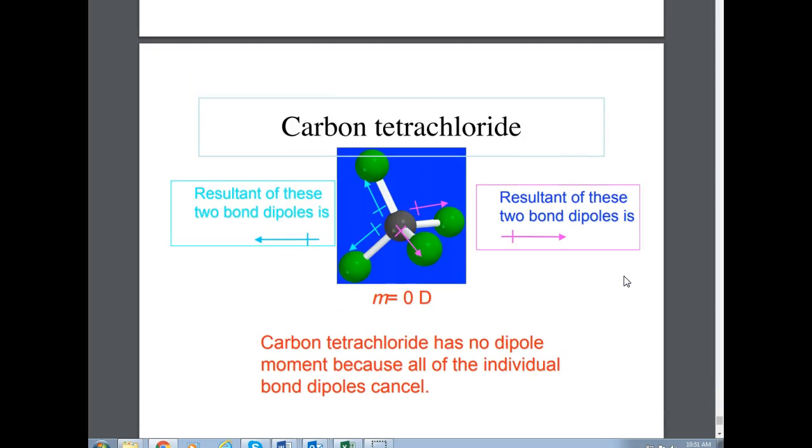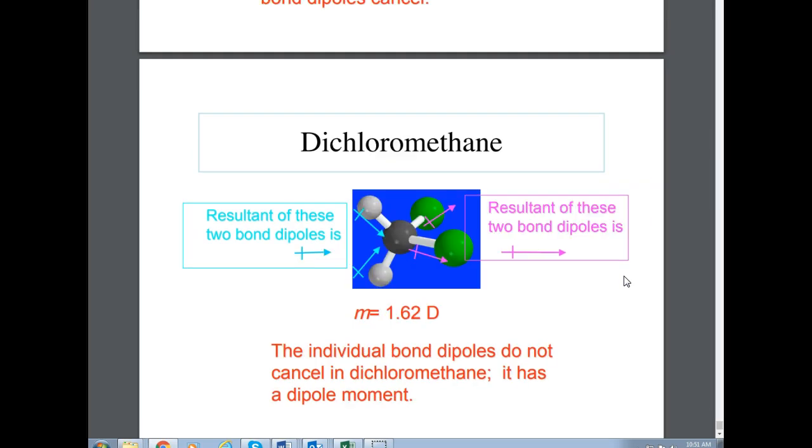So this slide is showing you that. No dipole here because they're all counteracting each other, so carbon tetrachloride. But dichloromethane is different because it's got one side that's electronegative and one side that's electropositive.